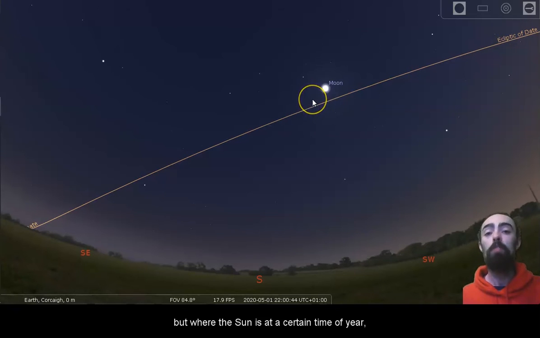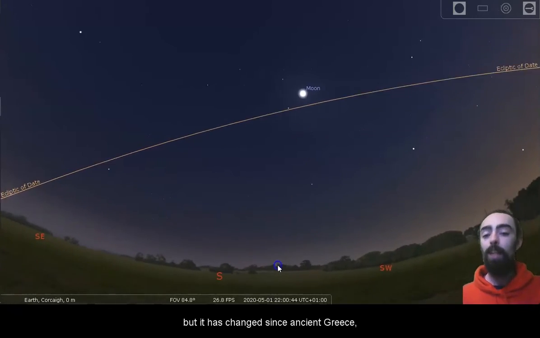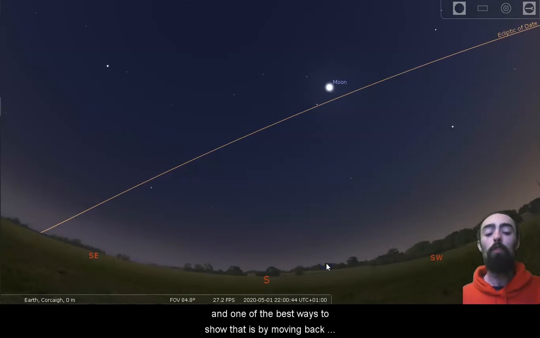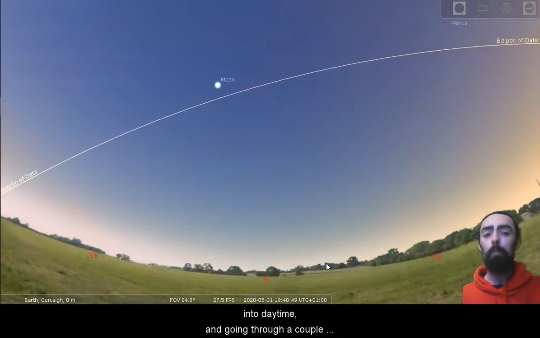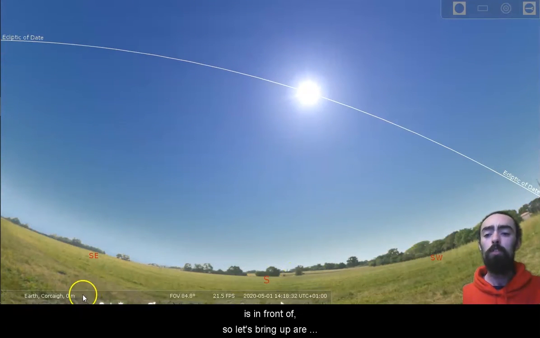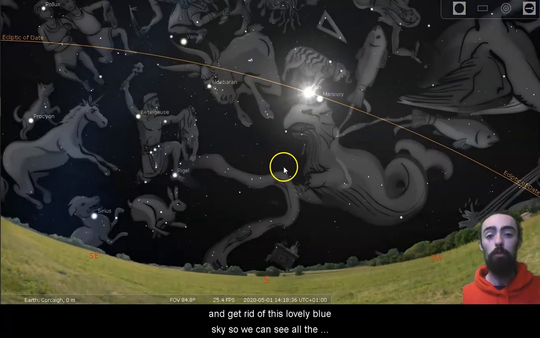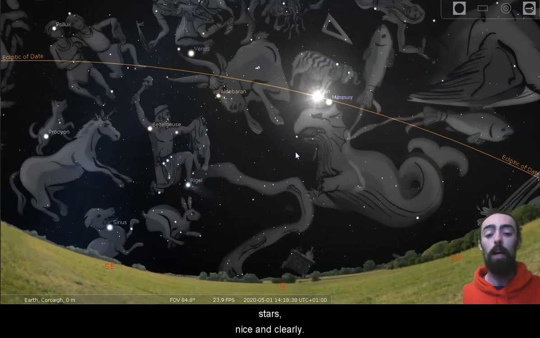But where the sun is at a certain time of year does drift over very long timescales, thousands of years. So for our lifetimes, the time of year we see the constellations won't really change. But it has changed since ancient Greece, and one of the best ways to show that is by moving back into daytime and going through a couple of different times of year to see which picture the sun is in front of. So let's bring up our constellations and get rid of this lovely blue sky so we can see all the stars nice and clearly.